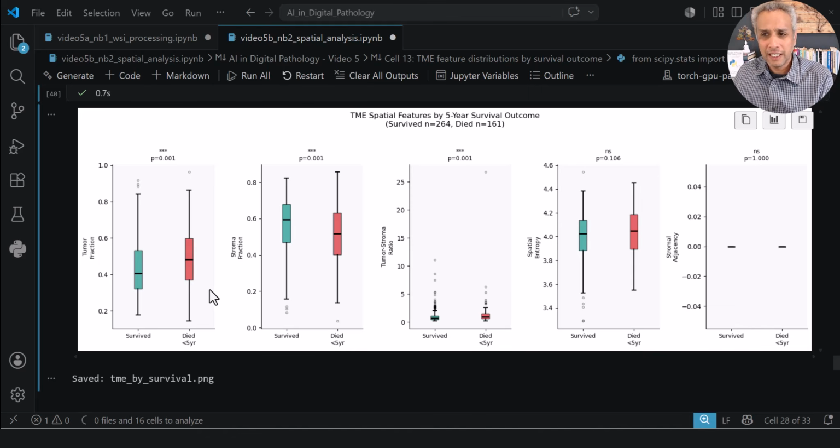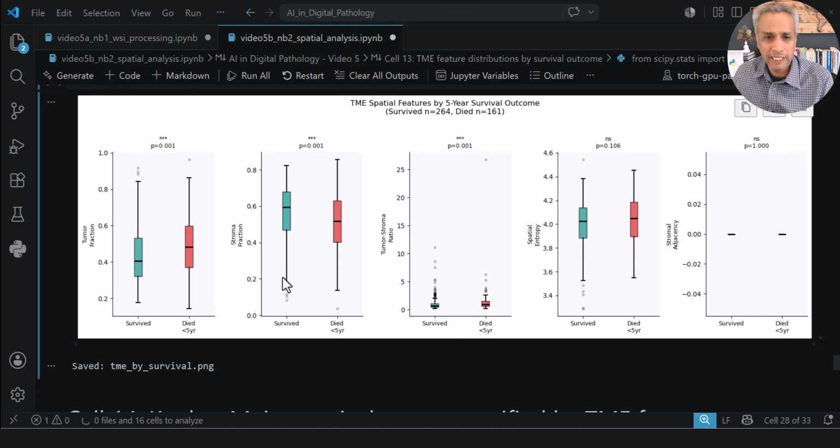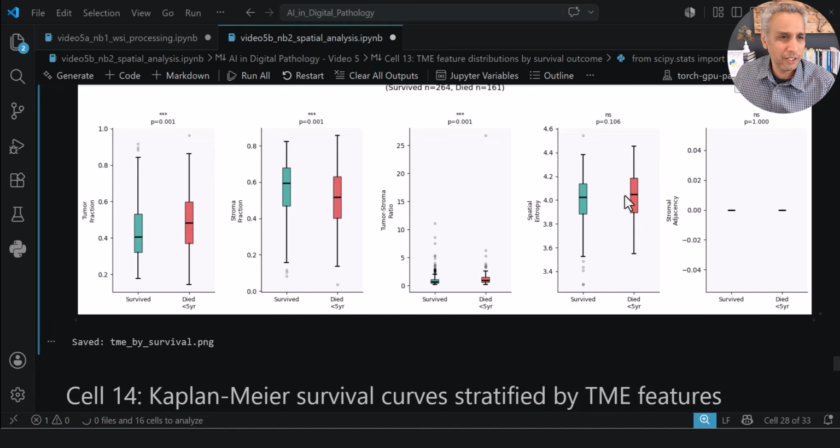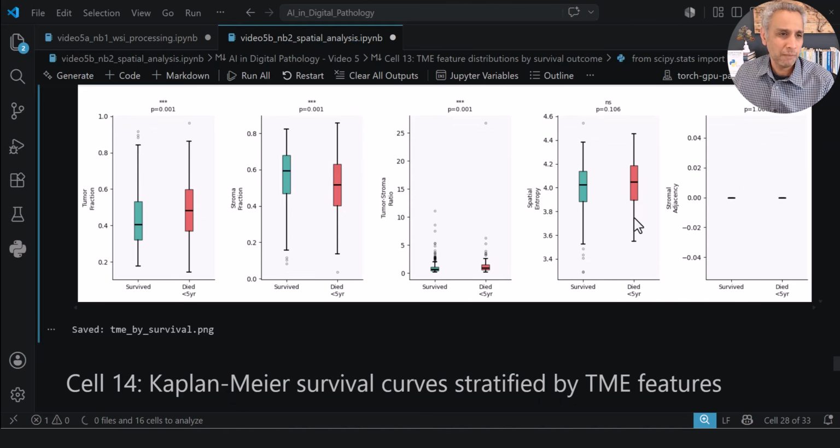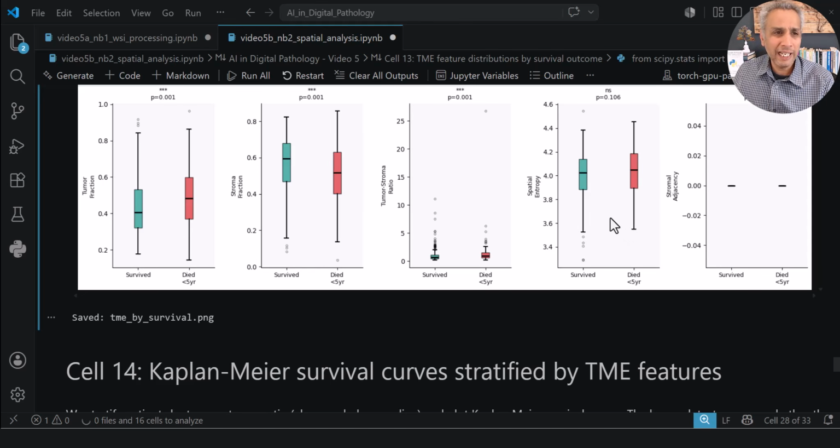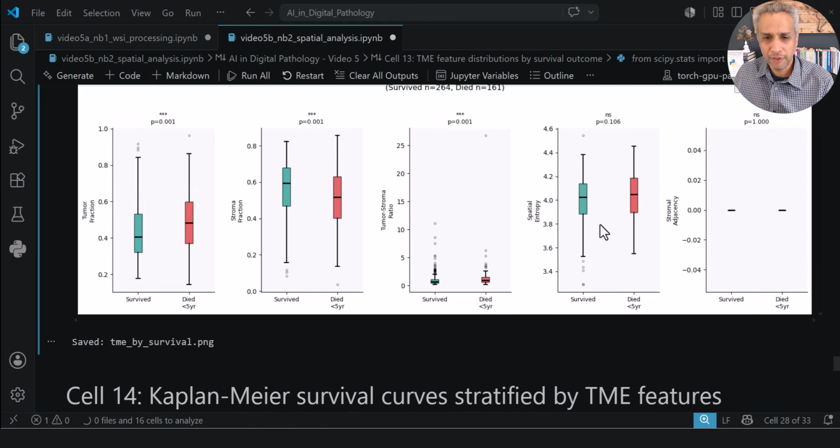Here, these are not significant. You see, p equals 0.1, p equals 1.0. So no point in discussing the spatial entropy, and of course the adjacency. We have values of 0, so not much there. Actually, I find this spatial entropy part a bit interesting. It suggests that it's not just the amount of tumor. The spatial arrangement of tumor carries some additional signal.